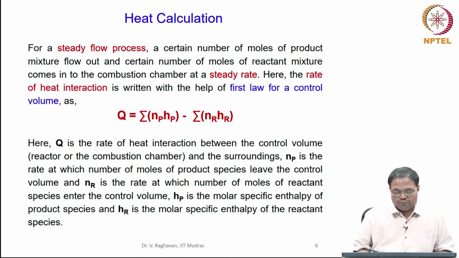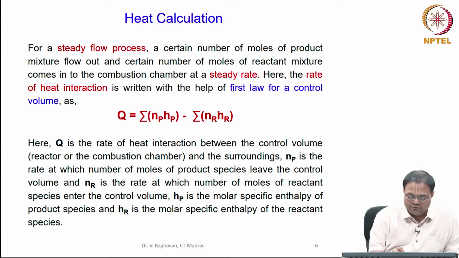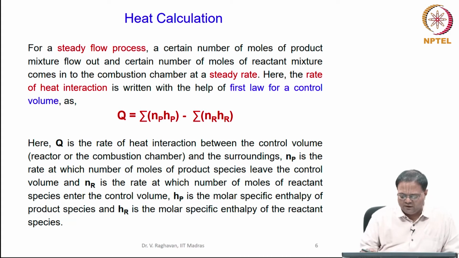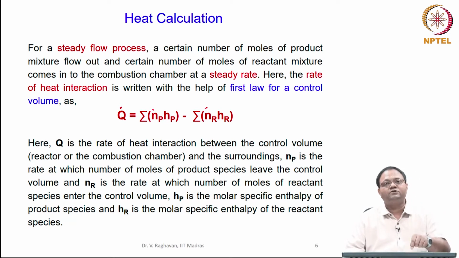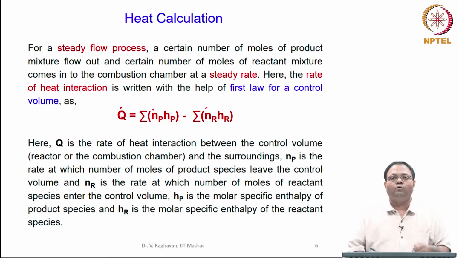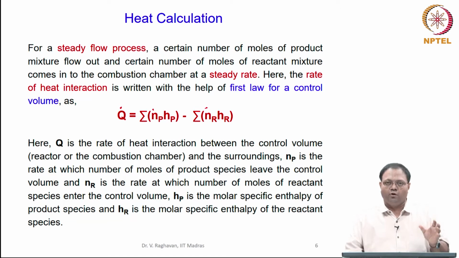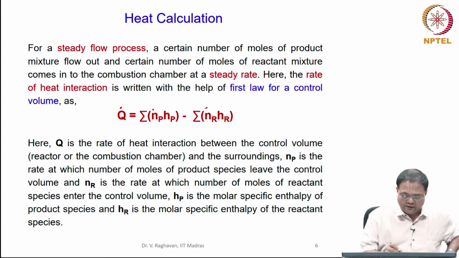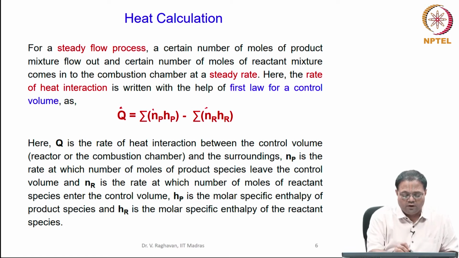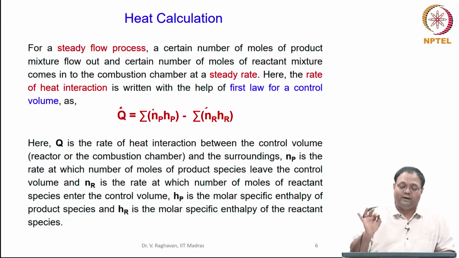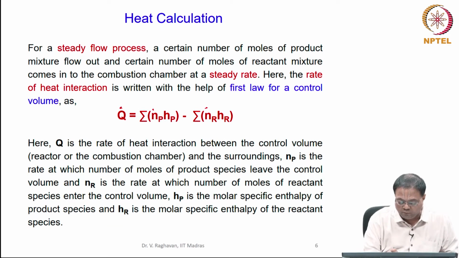Here I have not put the dots, etc., for convenience, because I have written the nomenclature below this equation. Normally it is better to put dots here. So, this is the rate at which heat is released. When you want to say the rate at which a particular quantity is transferred, it is customary to put an overhead dot like this. Okay, here you can see that a certain number of moles of product mixture flow out at a given rate. So, NP is the number of moles of the product mixture.